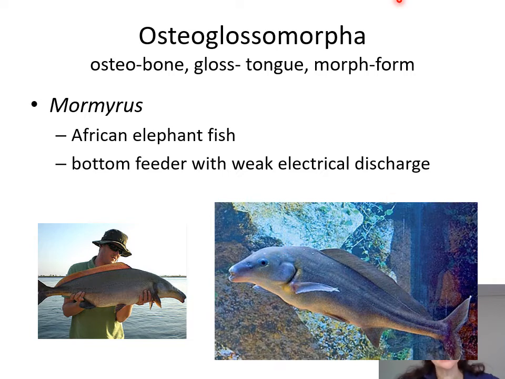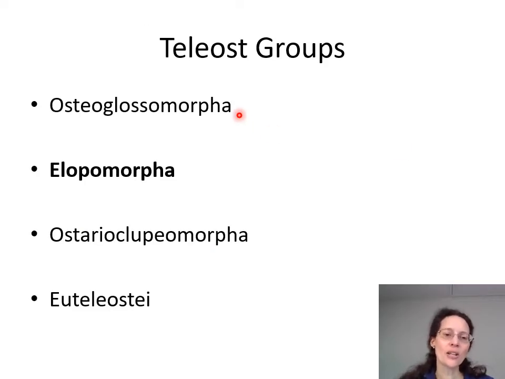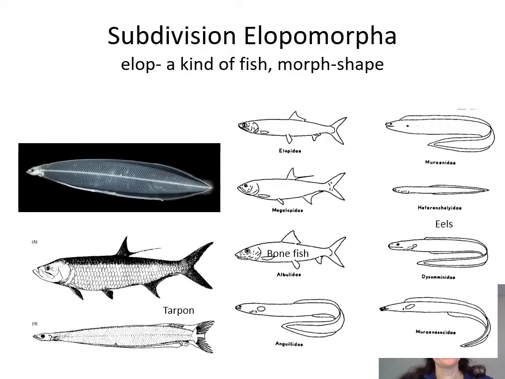So that elongated snout is specialized for feeding in the muddy substrates and it's looking for those invertebrates that are down there. And it may also be that this weak electrical discharge that it produces is because it lives in the muddy water. So it's got the snout to pick up the signals from the invertebrates, but it's also got a weak discharge that is probably used more for communication in a muddy environment than it is for killing prey or for defense. So that's our Osteoglossomorpha, our bony tongues, and we'll move on to the Elopomorphs.